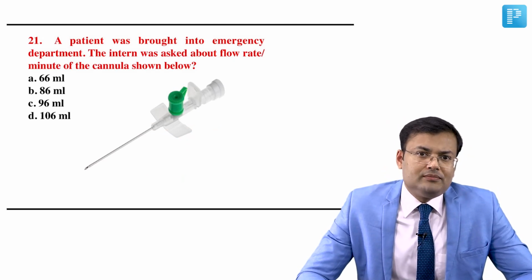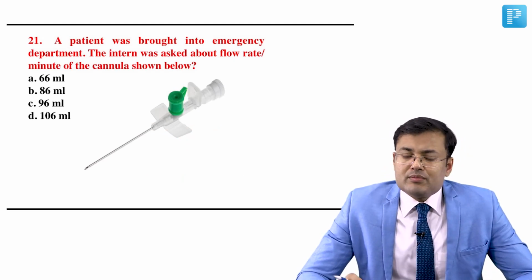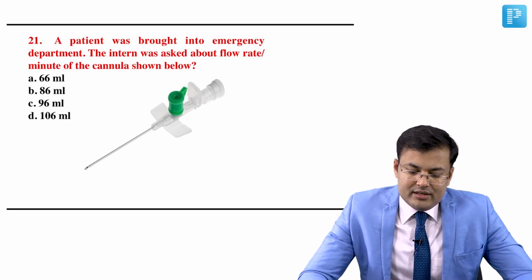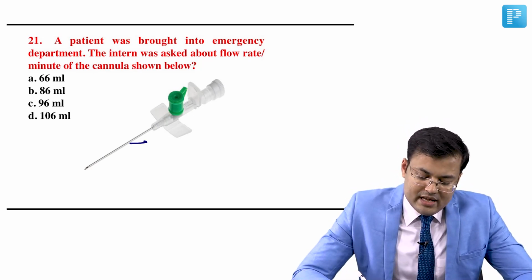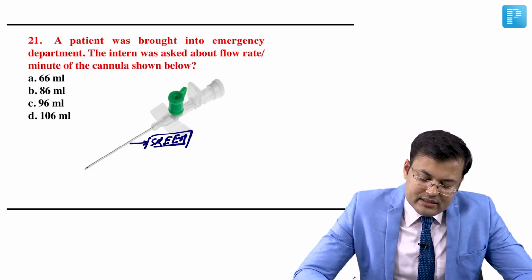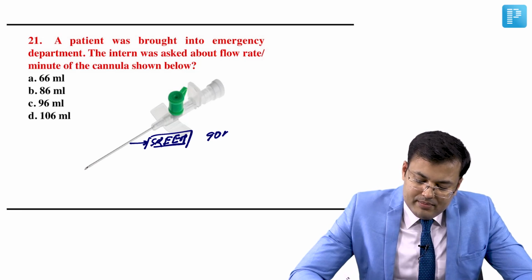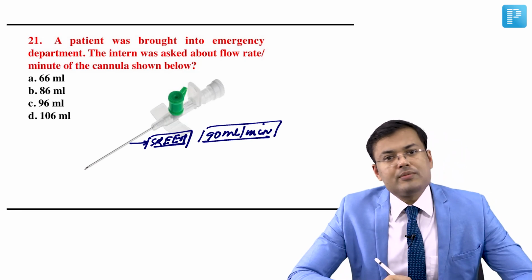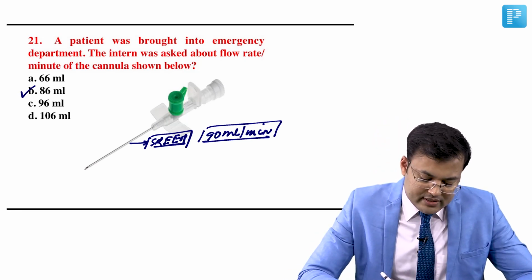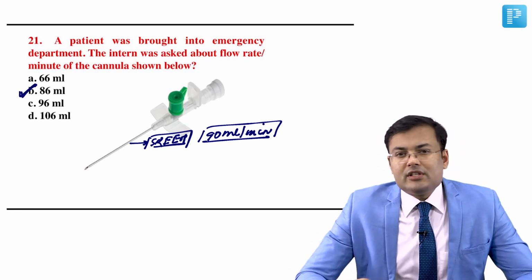From the last 2-3 years, there is one question almost every year in each and every paper related to cannula. So the patient was brought into the emergency department. The intern was asked about the flow rate per minute of the cannula shown. So this is a green cannula. And how much is the flow rate of a green cannula? This is 90 ml per minute. So which option are you going to choose? The closest one is 86. So the correct answer for this question is B.